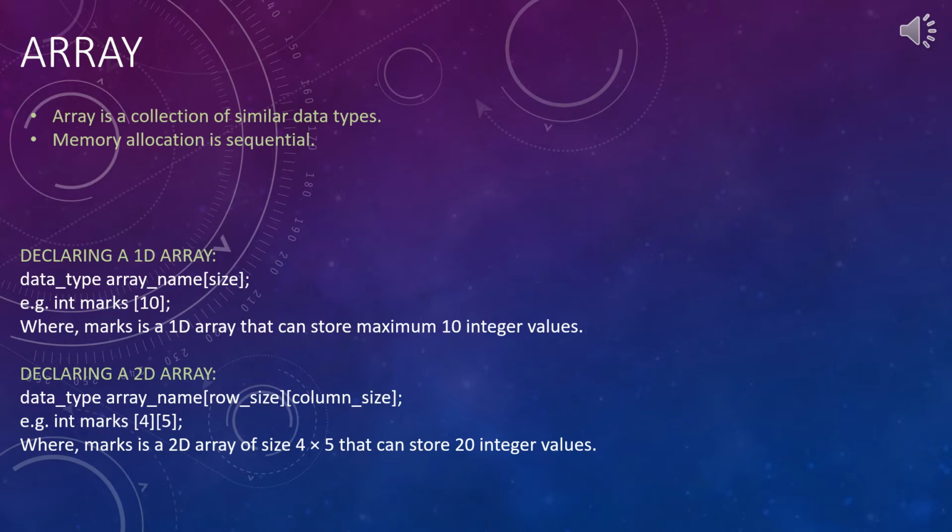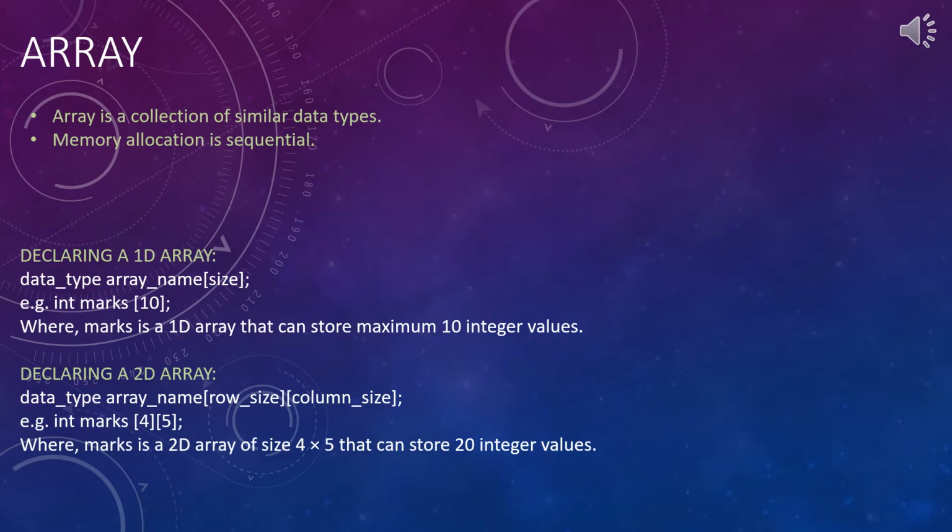Next, let us see declaring a 1D array. That's a linear array. In this case, first comes the data type, then the name of the array, followed by the size. For example, int marks[10]. That means marks is a 1D array that can store maximum 10 integer values.